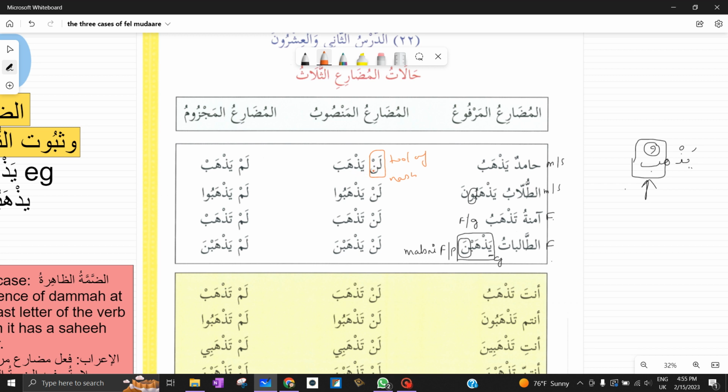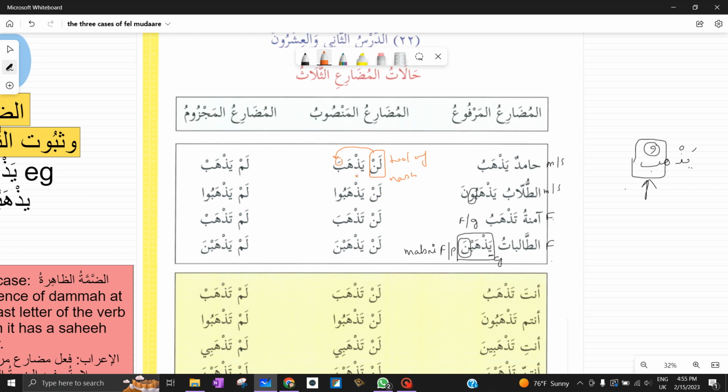Whenever you see this particular harf or particle or adaat, if it comes before a fail mudaare, it brings a little change. What does it bring? It gives the last letter a fatha, and this fatha shows that this is in mansoob case. And why did it change from dhamma to fatha? Because of this particle or harf or adatun nasb, lan.